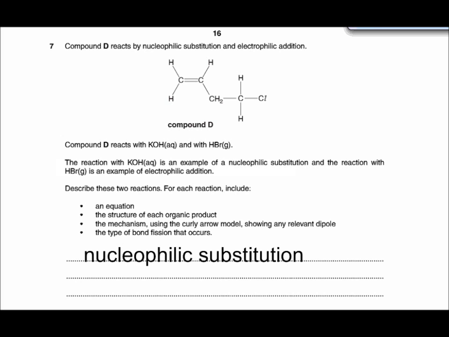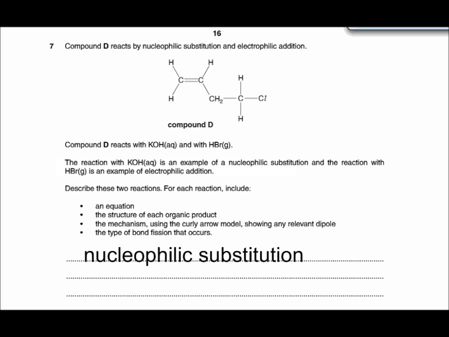This video is for question 7 of F322 paper January 13. Here you've got compound D, which is going to react by two mechanisms that we know: nucleophilic substitution and electrophilic addition. It's given you two molecules to react with two different functional groups on this molecule: potassium hydroxide and hydrogen bromide. Which functional group on that molecule will the hydrogen bromide react with?